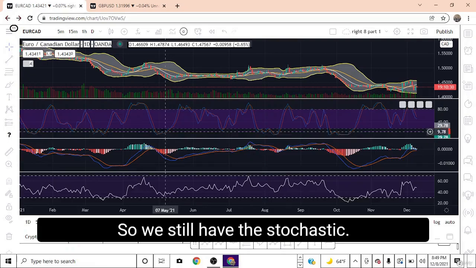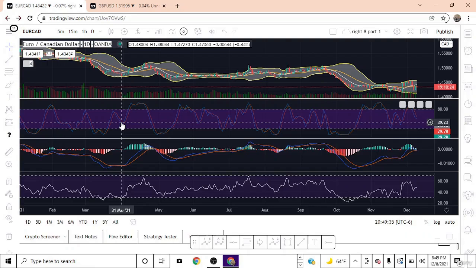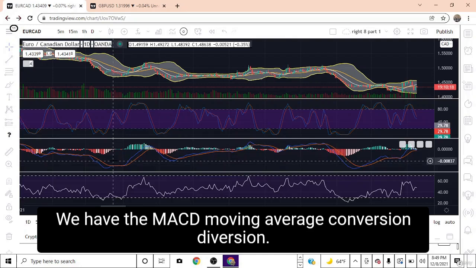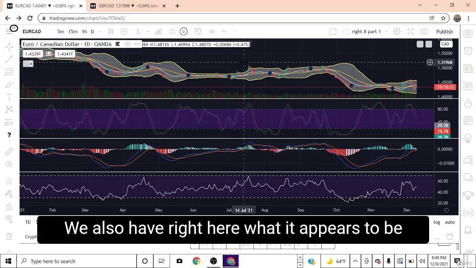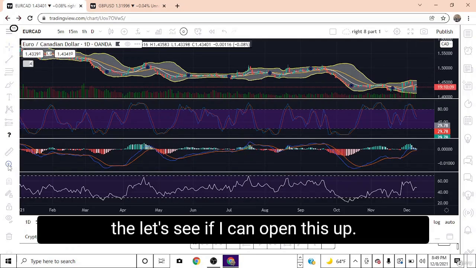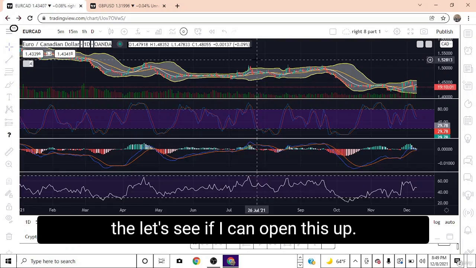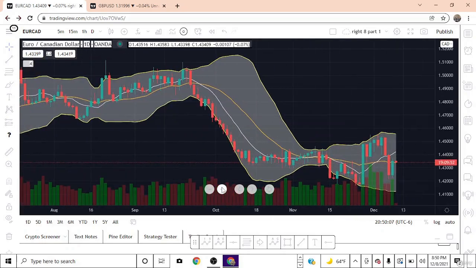Okay, so we have the RSI, we still have the stochastic, we have the MACD, moving average convergence divergence. We also have right here what it appears to be the, let's see if I can open this up. Okay, so we have the volume right here, right?